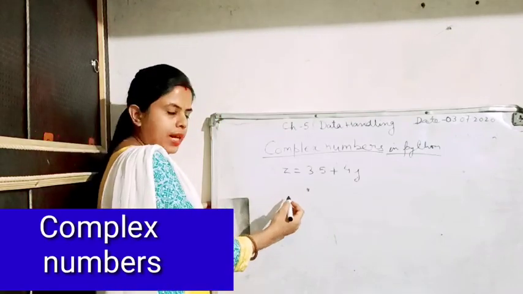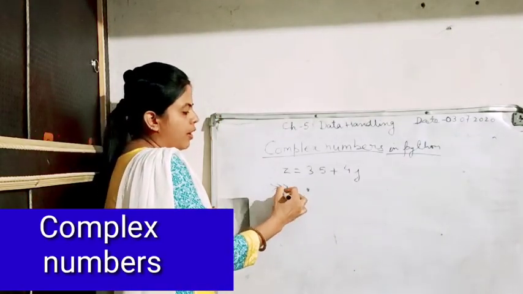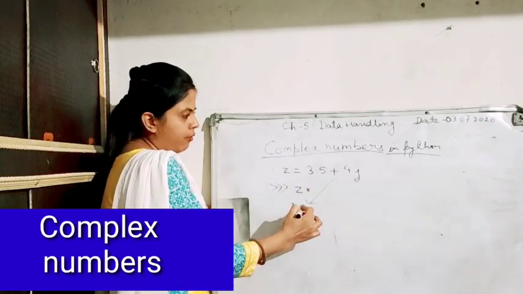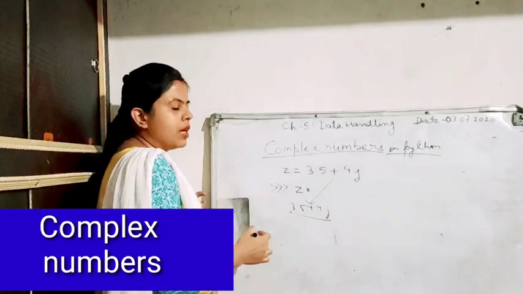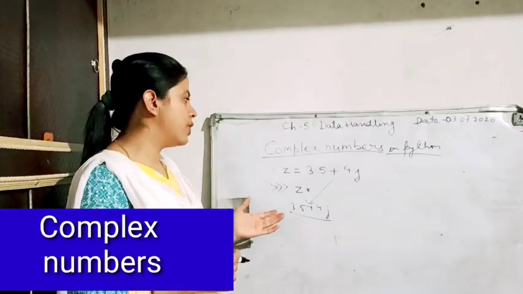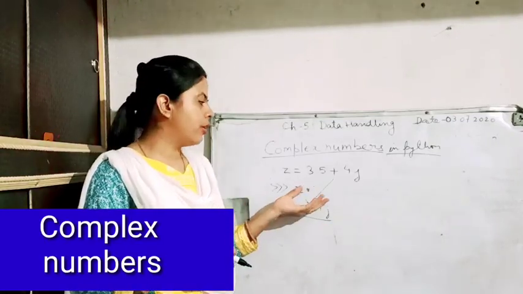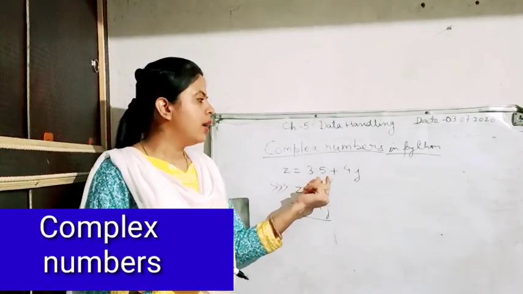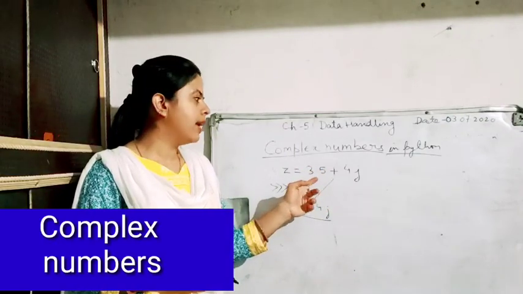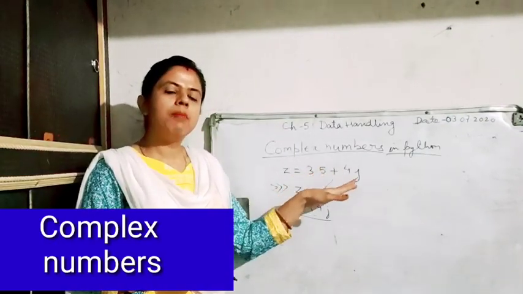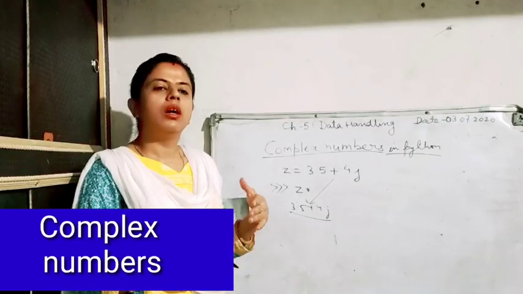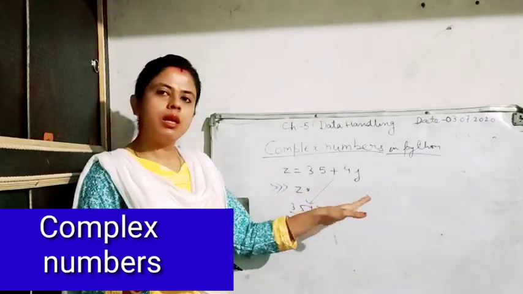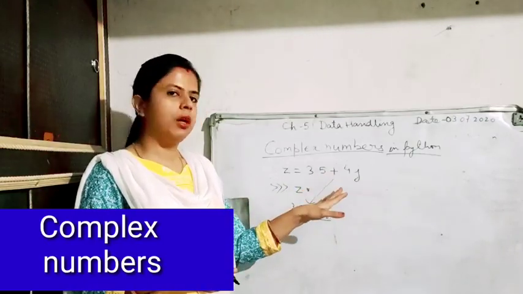Okay, so when you write z in the interactive mode, it is going to give you the output like this, 3.5 plus 4j. But Python has different keywords also. You can use different statements to get the output bifurcated in two forms. It means we can print the real and imaginary part differently.